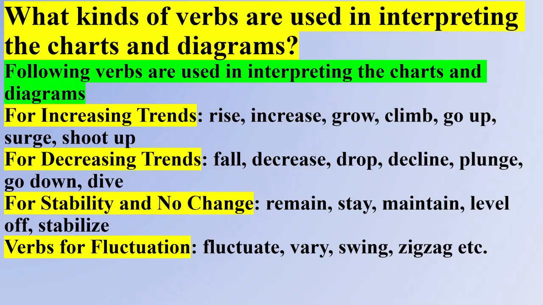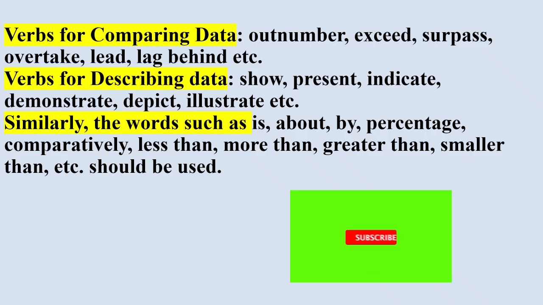Verbs for fluctuations. When the quantities and values are up and down, then the fluctuating verbs should be used, such as fluctuate, vary, swing, zigzag, etc. Verbs for comparing data: outnumber, exceed, surpass, overtake, lead, lag behind, etc. Verbs for describing data: show, present, indicate, demonstrate, depict, illustrate, etc. Similarly, the words such as is, about, by, percentage, comparatively, less than, more than, greater than, smaller than, etc.